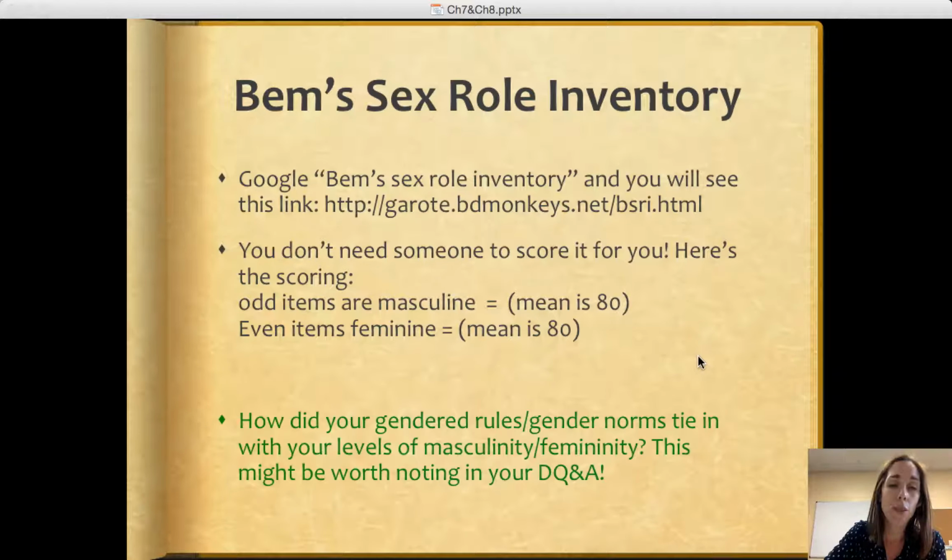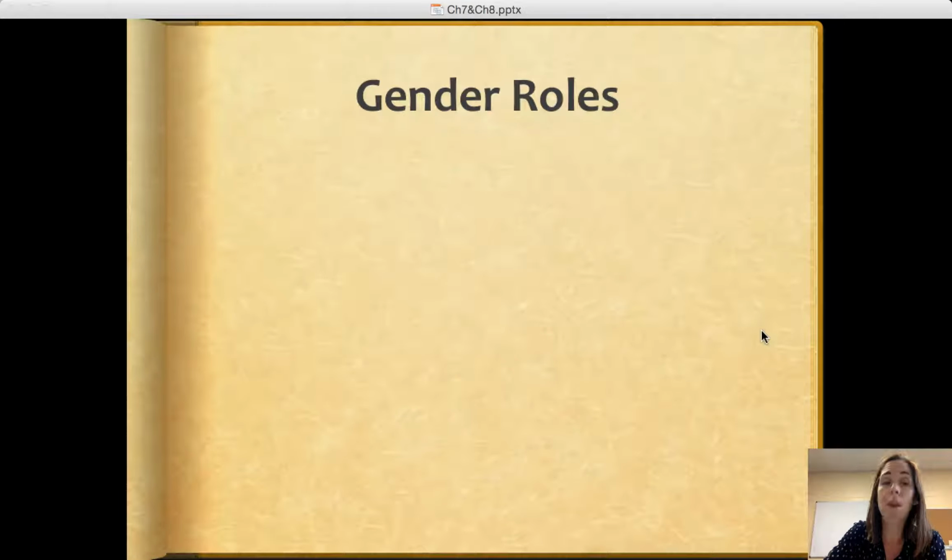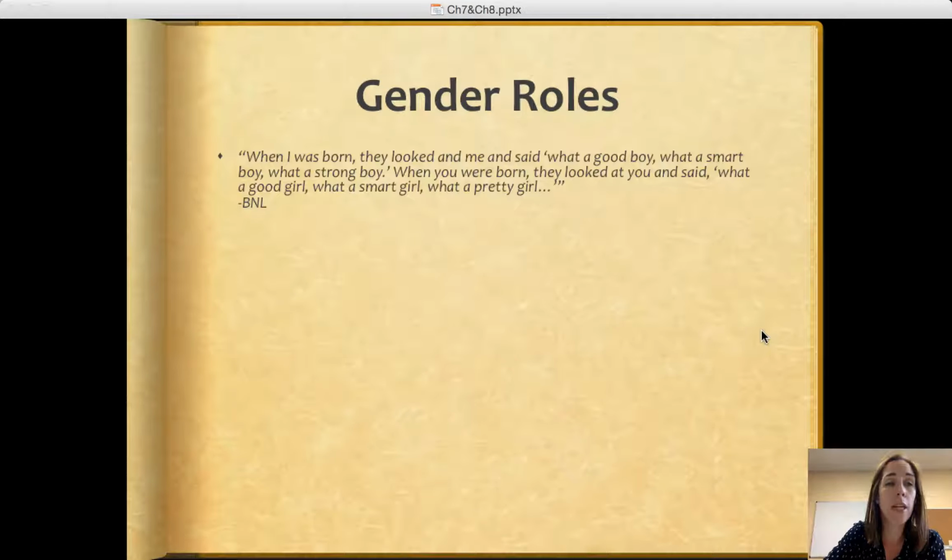How did your gender rules and gender norms tie in with your levels of masculinity and femininity? This might be worth noting in your discussion Q&A. Next, we'll talk about gender roles a minute. This is a Bare Naked Ladies song, which I'll let you read those words. It really speaks to the first important point.